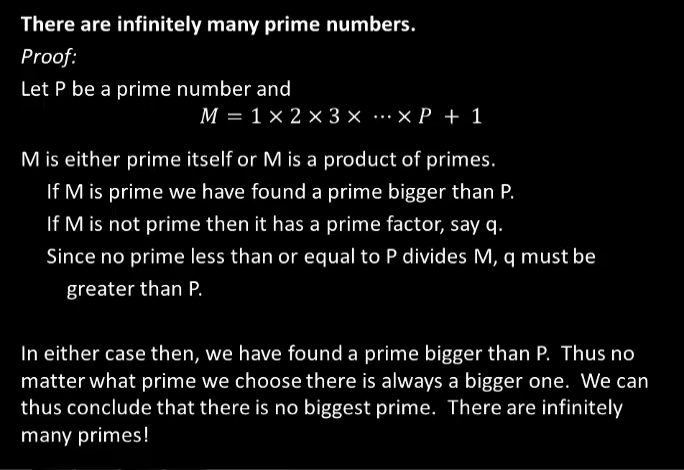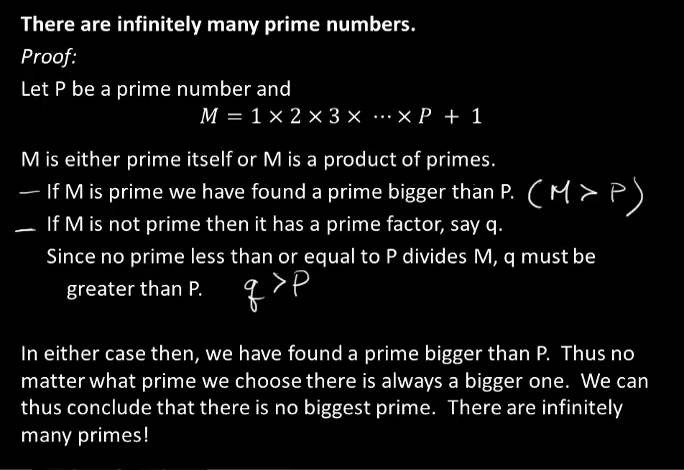M is either prime itself or M is a product of primes. If M is prime, case 1, if M is prime, then we've found a prime bigger than P, because M is bigger than P. Just put that in parentheses. M is certainly much bigger than P. And case 2, if M is not prime, then it has a prime factor, say Q. The way that we created M allows us to say, since no prime less than or equal to P divides M, Q must be greater than P. So we get Q greater than P.